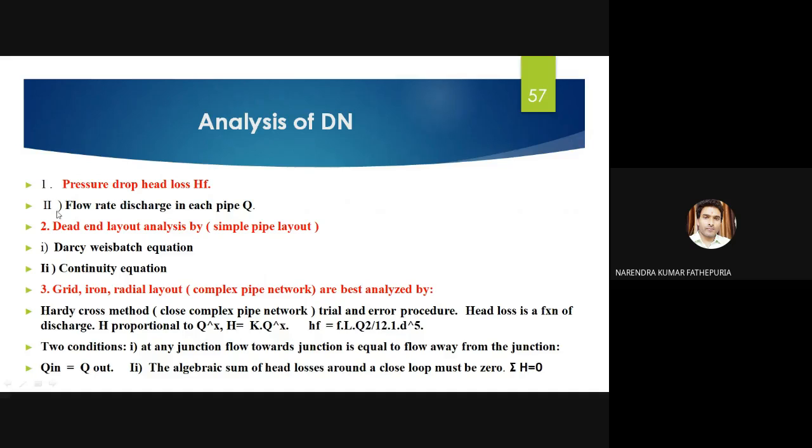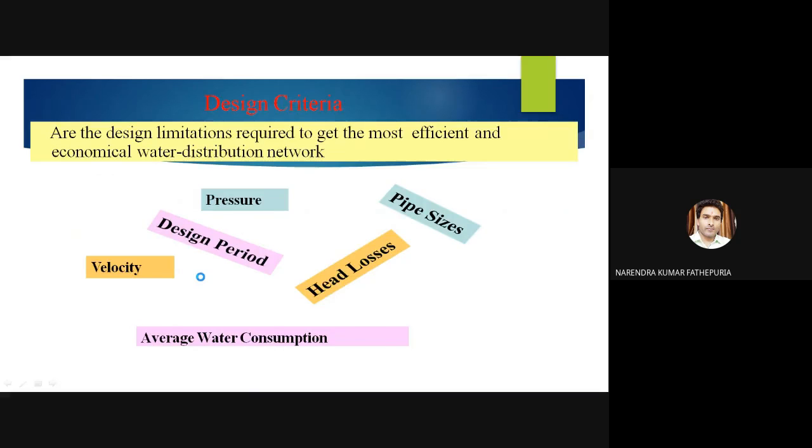Third is the gridiron and radial layout. Complex pipe networks are best analyzed by the Hardy-Cross method. So if it has a complex network, then we'll go for the Hardy-Cross method. It will give an exact approximation, and we will get results very near to the actual.